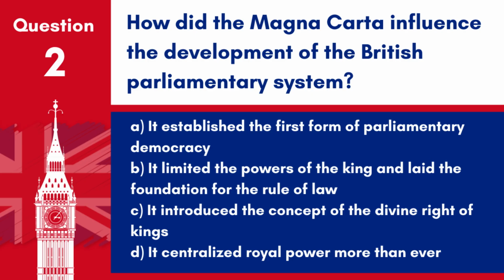Question 2. How did the Magna Carta influence the development of the British parliamentary system? A. It established the first form of parliamentary democracy. B. It limited the powers of the king and laid the foundation for the rule of law. C. It introduced the concept of the divine right of kings. D. It centralized royal power more than ever.